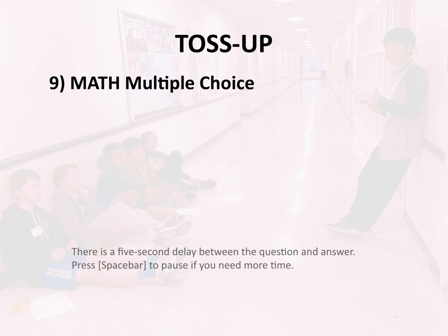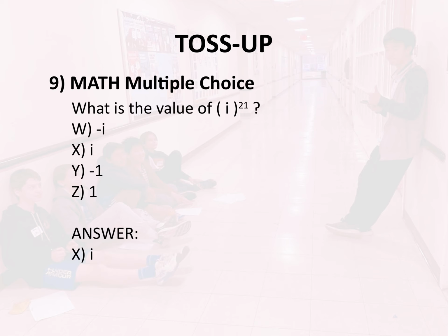Toss-up 9. Math. Multiple choice. What is the value of i to the power of 21? W, negative i. X, i. Y, negative 1. Z, 1. Answer: X, i.